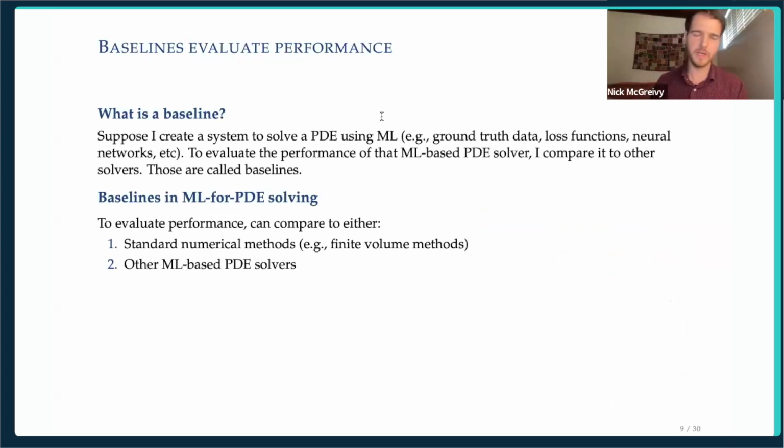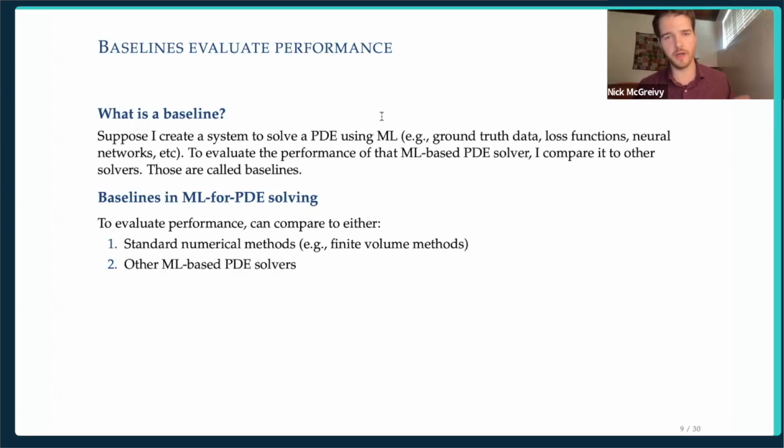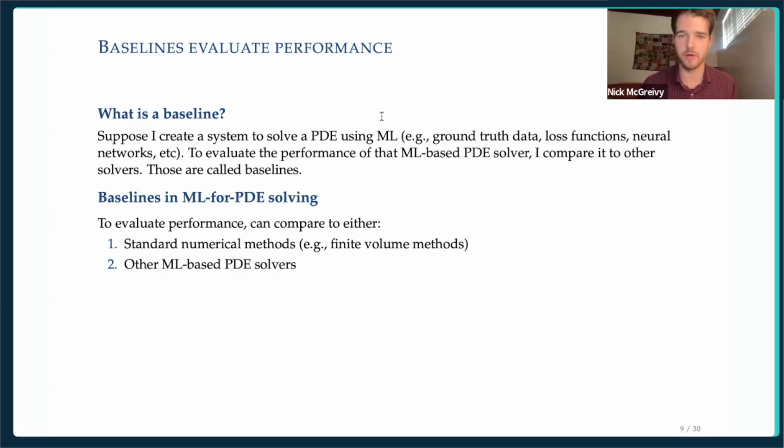So what is a baseline? I think we're all familiar, but just in this context, if I create a system to solve a PDE using some data, loss functions, etc., once I've trained it, I want to evaluate the performance of that model. And so to evaluate the performance, I'll have to compare it to something else. This is standard in machine learning, and what I compare it to is called baselines.